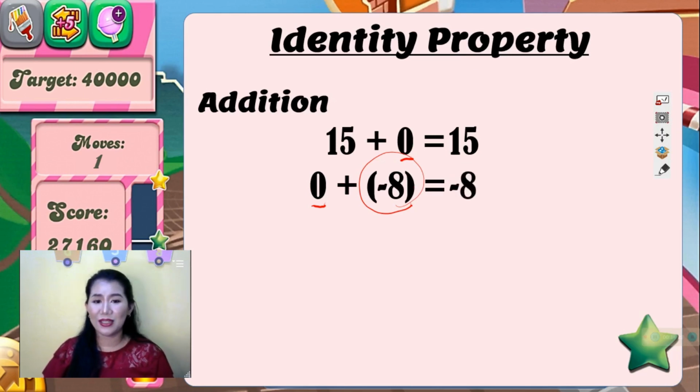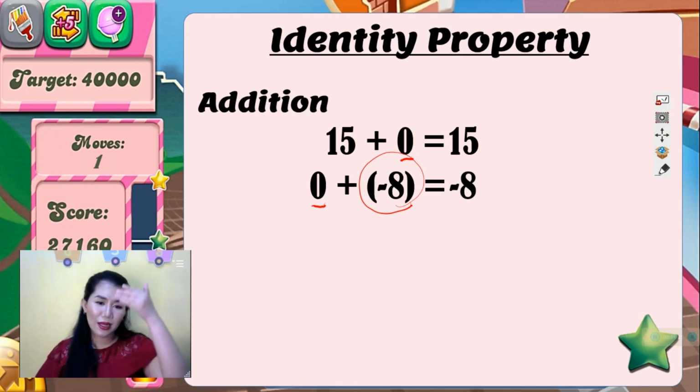So, yun lang. Yun lang yung identity property. Ano man ang i-add mo sa 0, the answer is always that given number. Siyempre, parang tumingin ka lang sa salamin. Ang nakita mo ay yung reflection mo. Yung salamin na yon is the 0.